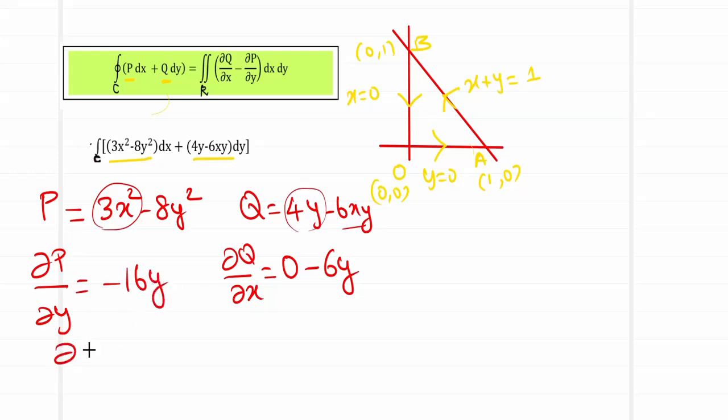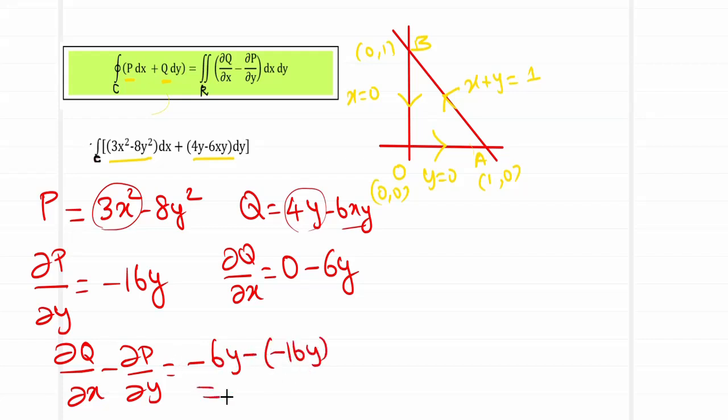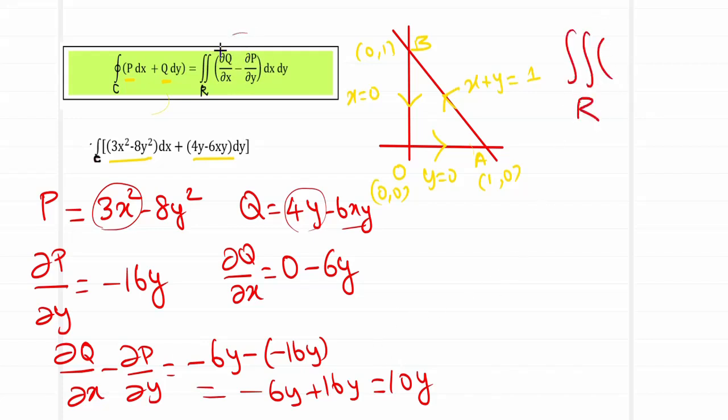Now the question is to evaluate ∂Q/∂x minus ∂P/∂y. So the first term is going to be minus 6y, minus the second term, which is minus 16y. So this gives me minus 6y plus 16y. This leaves us with 16 minus 6, so this is going to be 10y. So I have the double integral over my region R of the function, which is nothing but 10y dx dy.